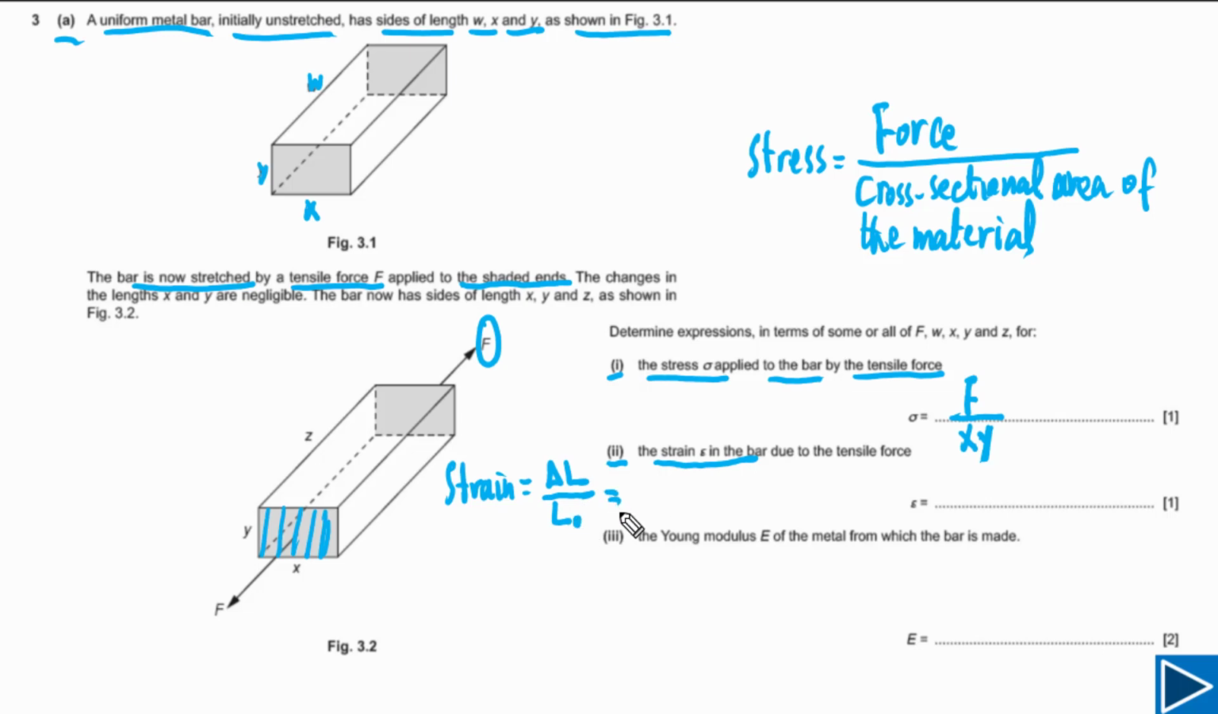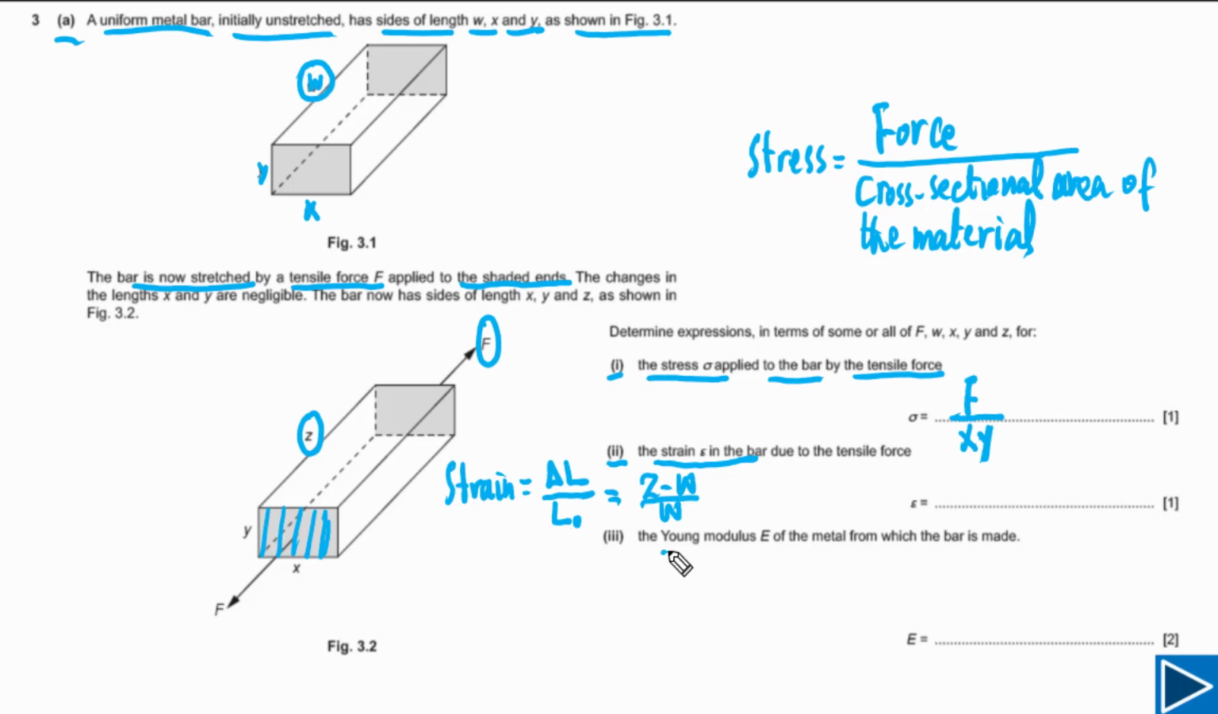Now in this case we need to understand what is delta L first of all. First of all we have W. This side you can see is the original, this is W. Now this becomes Z. So it means delta L simply is Z minus W, and this is divided by the original length, that was W. So this is how you can write down strain.